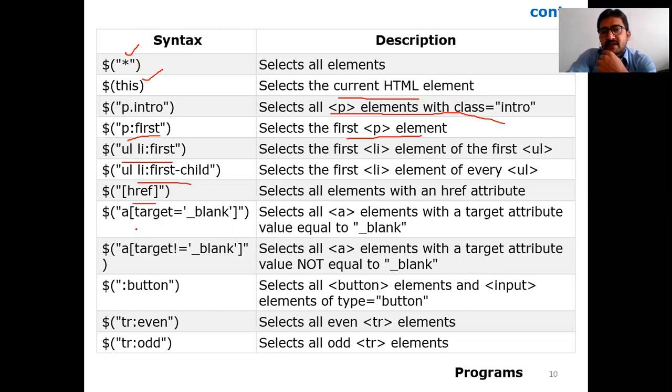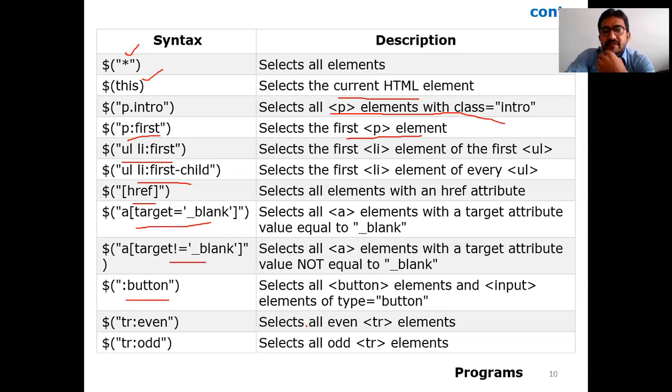And if you want to select an anchor tag where the attribute value is equal to underscore blank, you can use that selector also. And not equal to: whichever anchor tags where target is not equal to blank, except those, the remaining will have actions taken. And colon button indicates button elements under input type equal to button. You can use this for buttons.